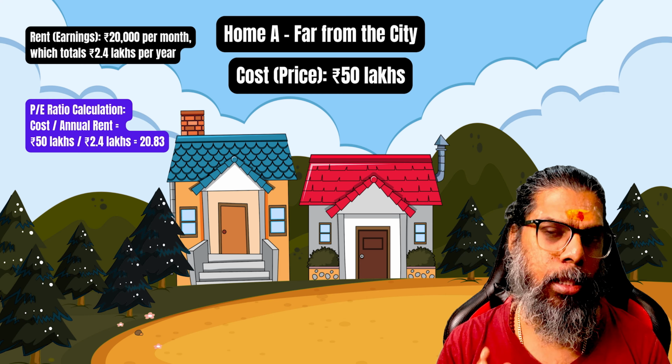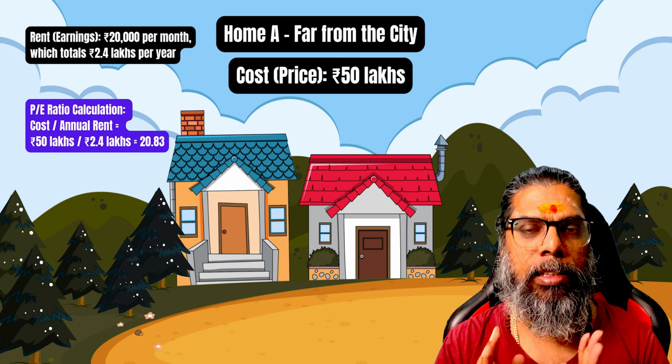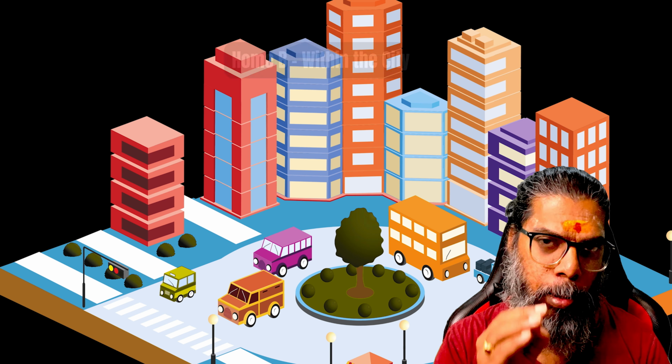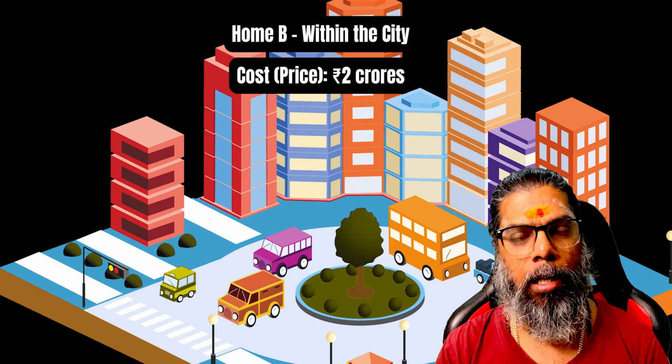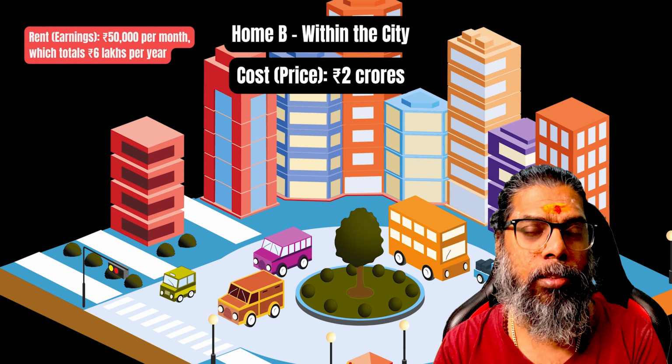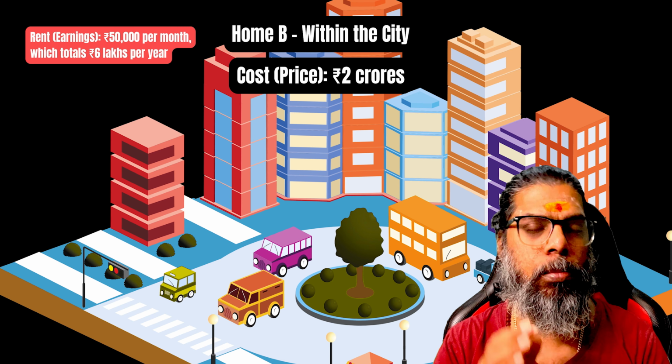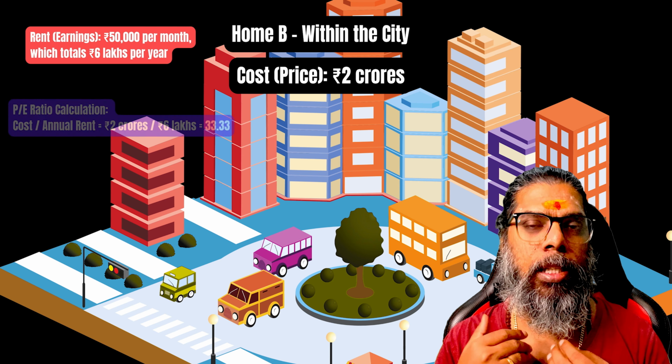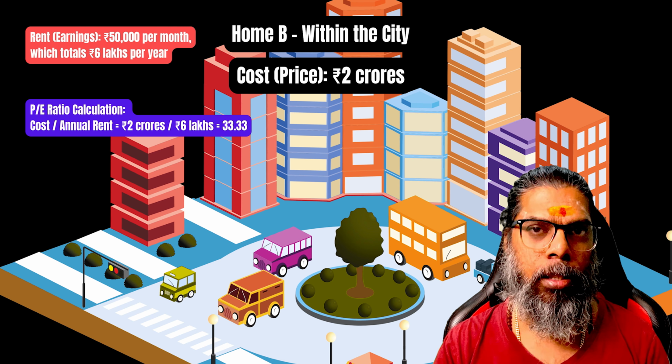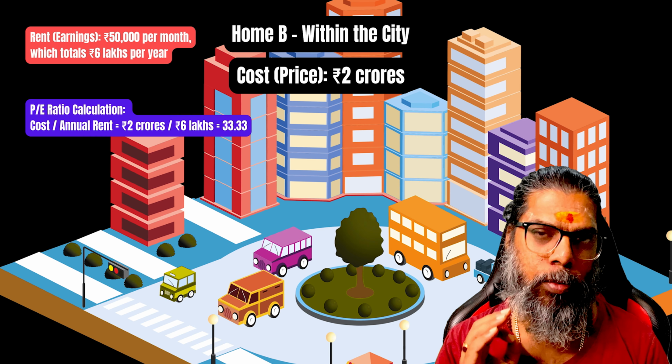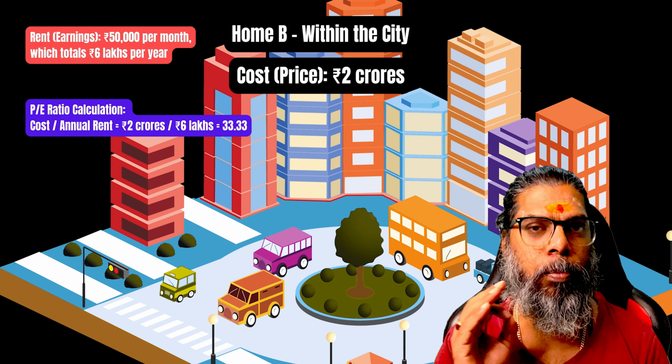Next, let's look at home B, right in the hustle and bustle of the city. This property costs 2 crore Indian rupees, and the rent for this home is, assume, 50,000 a month, so annually it comes to around 6 lakhs. Doing the same math, the PE ratio for home B comes out to 33.33.